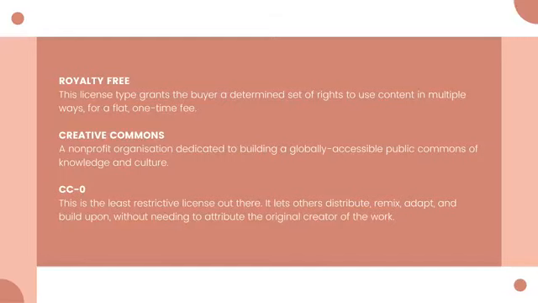So some basic terms for you to be familiar with in terms of taking images, videos, artwork, photographs, and music off the internet and using them for your own purposes. Let's first talk about royalty free. This license type grants the buyer a determined set of rights to use content in multiple ways for a flat one-time fee, which basically means you pay for the license once and you can use it forever within the accepted ways without any further payment. You'll often see stock image companies using this term. So that means that you can purchase an image once from a site like Shutterstock, and then you can use it on your website as many times as you want.